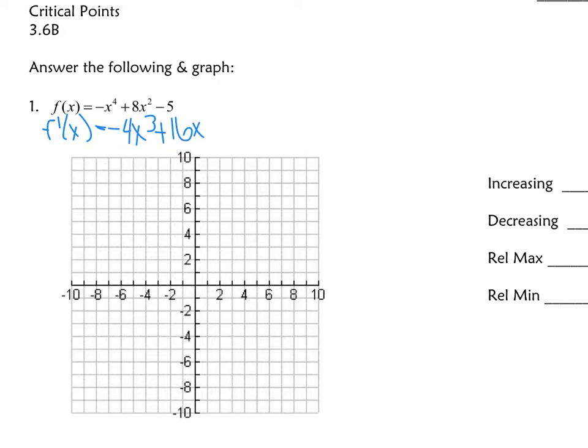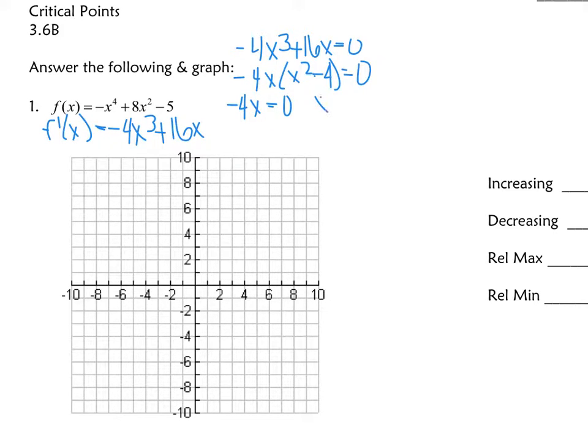In order to find the critical points, remember that you set that equal to 0 and you solve for x. So we're going to factor out a negative 4x. We're left with x squared minus 4. Anything that contains a variable must be set equal to 0. So you get x equals 0 and then plus or minus 2. Remember, with square roots, you have to do plus or minus. So those are going to be our three critical points to set up the first derivative test.